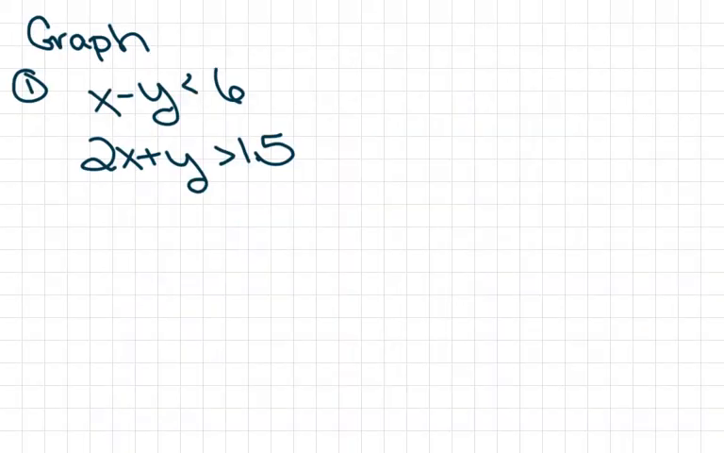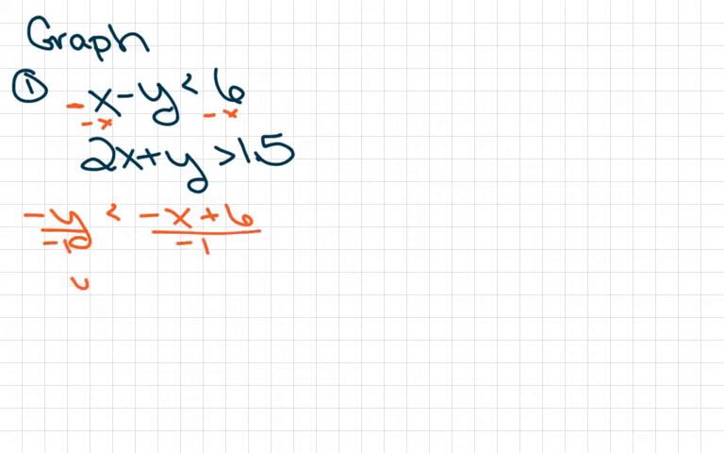All right, so on our first one, graphing, I'm going to take this guy. We are going to rewrite this in terms of y. So I'm going to minus the x. That would give me negative y is less than negative x plus 6. We can't have a negative variable out in front, so we're going to divide both sides by -1. I am going to remember as I do that that means my inequality sign flips, and I have x minus 6 instead.